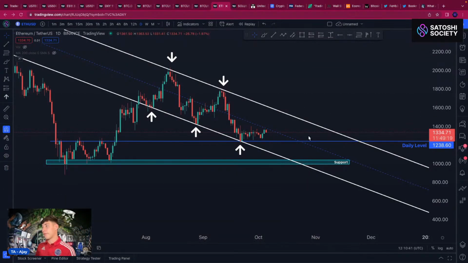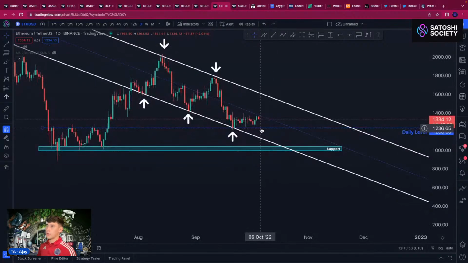But yeah, for me, if we do get a confirmed rejection here, we are most likely going to come down to this daily level at 1,240 approximately. If we break towards the downside of that daily level, then I think the likelihood of it is we're going to come to the support of the bull flag. And then we could be talking about this major support from back here as well at around $1,000. We also actually still have that $1,000 price target in play.